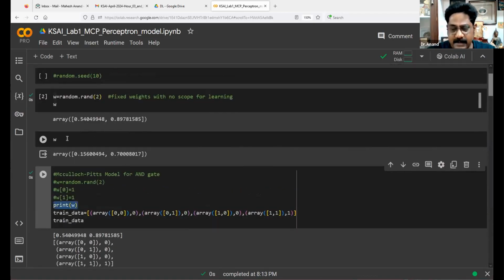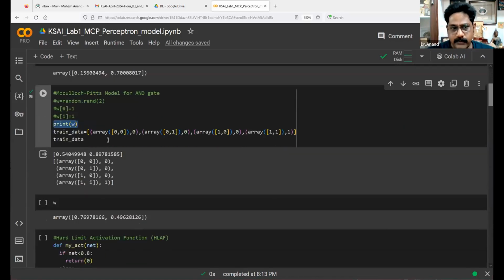If you run this a second time, your weights will change again, and you will have to change the threshold. Be careful to run this only once. Till the time you demonstrate this, run it one time, and afterwards don't run this cell again. Now you come here directly.